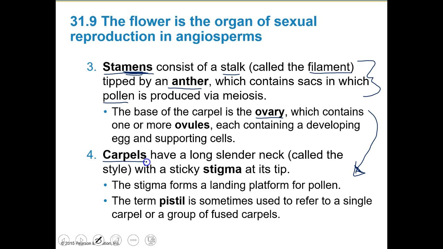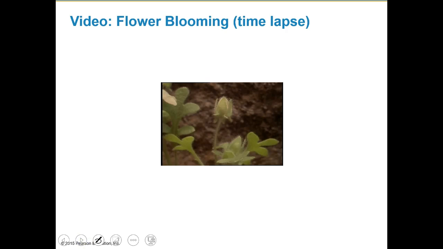Female parts are the carpels. They have a long, slender neck called the style, and there's a sticky stigma at the tip of it. Then at the base of that carpel will be the ovary, which has ovules, which will be the developing egg and supporting cells. We also use the term pistil to sometimes refer to a single carpel or fused carpels. So you can see carpel and pistil are kind of the same. My bad on that. This bullet point should definitely go under there. Oops. Mistakes have to be made.